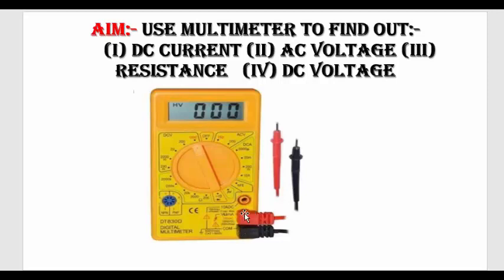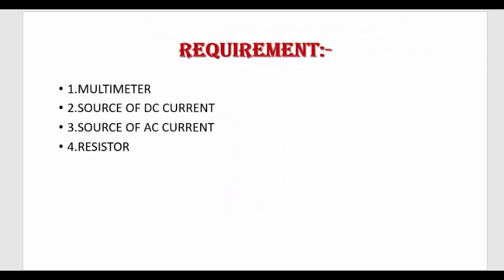We have to connect these plugs, these terminals, to the source from which we have to find out the DC current, AC current, resistance or the voltage. So these are the requirements: multimeter, source of DC current, source of AC current and resistors.